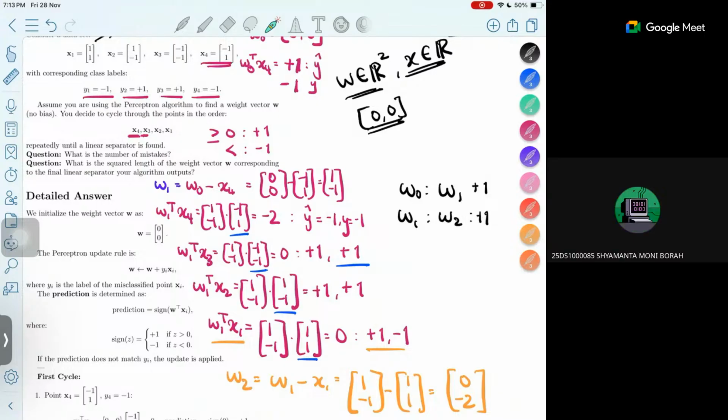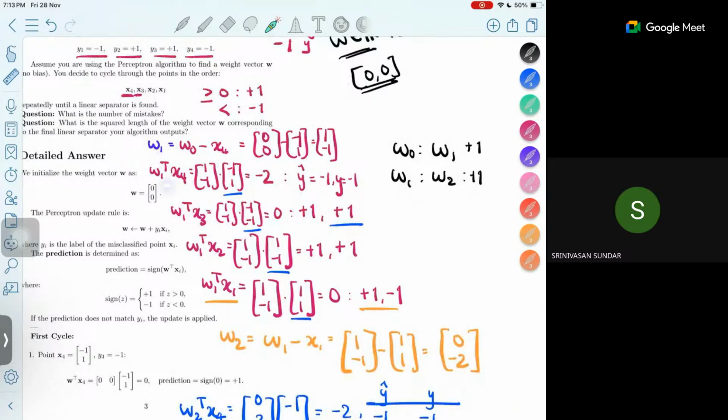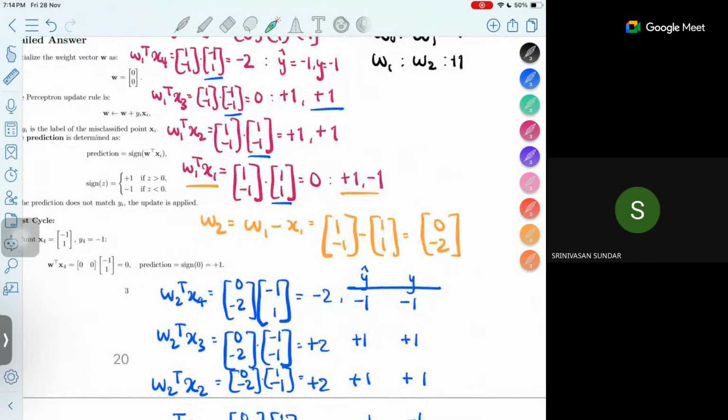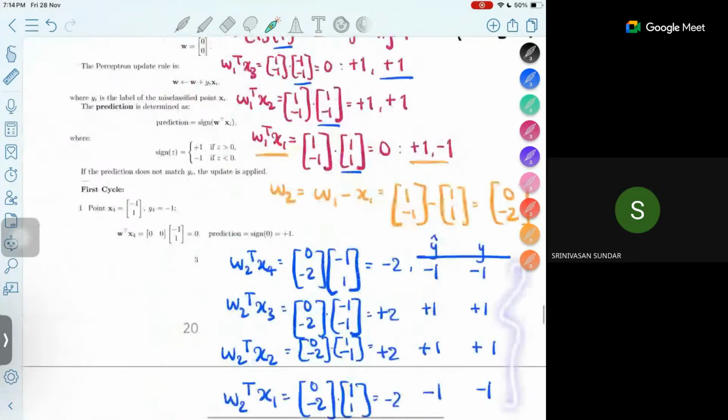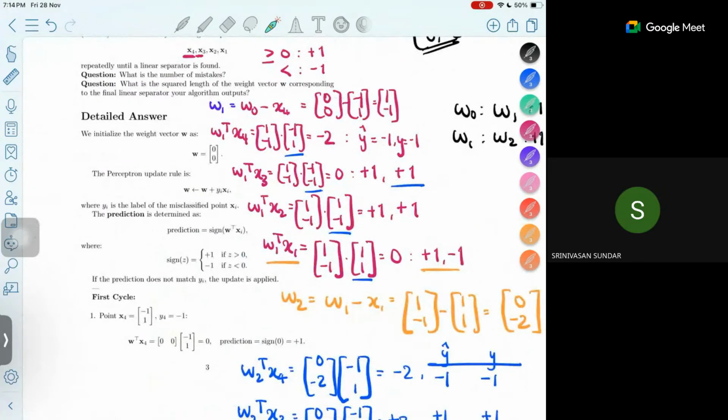Okay. So basically we have to see W0 transpose X for all the points. Unless it makes a mistake, you will never move from W0 to W1. So in this case, it made a mistake on X4. X4 was the first point we saw. So it made a mistake here. So that is the first mistake. Then we updated it to W1. W1 actually classified all these 3 points correctly, but it made a mistake here. So that is the second mistake. And then after that, we got W2. W2 classified all 3 correctly, which means that the number of mistakes that perceptron made here is 2.